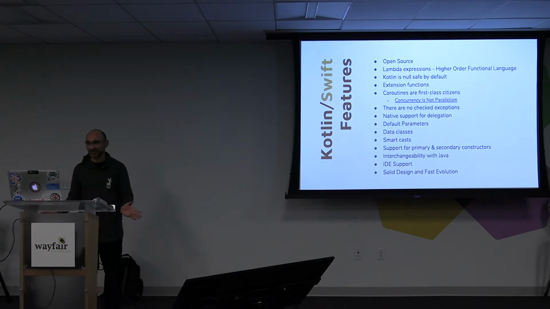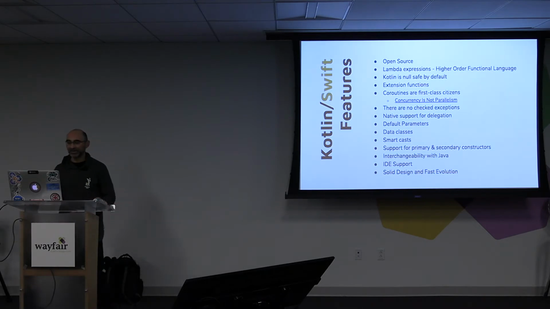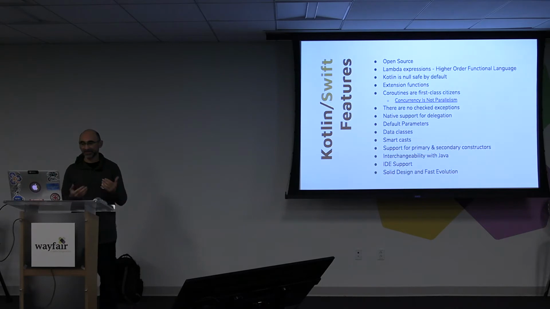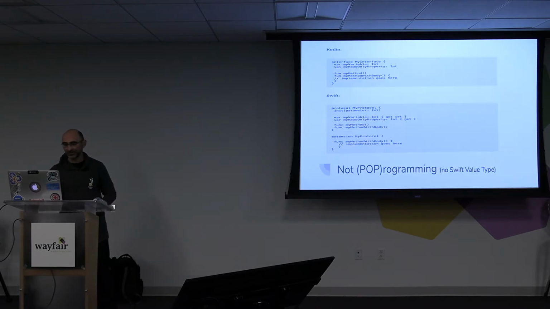So Kotlin does not have checked exceptions. It has support for native delegation, and we're going to talk about that in a minute. It has default parameters, which make it really easy to work with, data classes, smart casts, primary and secondary constructors, wonderful interoperability with Java, amazing IDE support, solid design, fast evolution.